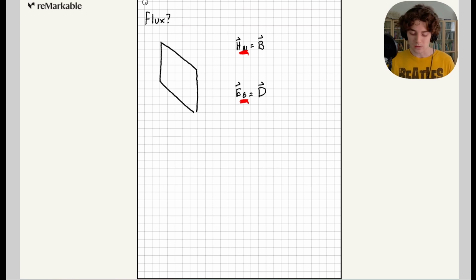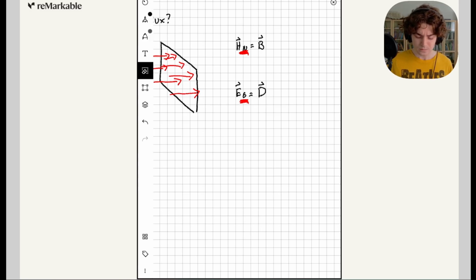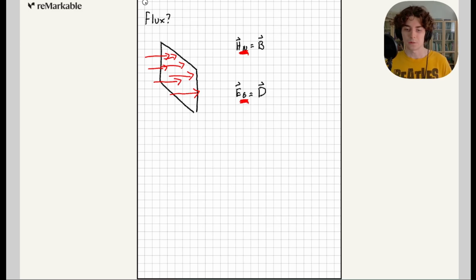And then the flux is a scalar quantity that represents the amount of flux density that passes through the surface of an object. So if we have a bunch of flux going through the surface of this object, then we may say it has a high flux. And that's what flux is. And that's how it relates to the field intensity.